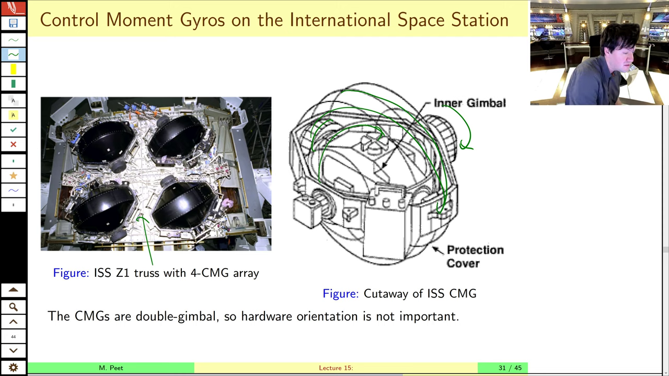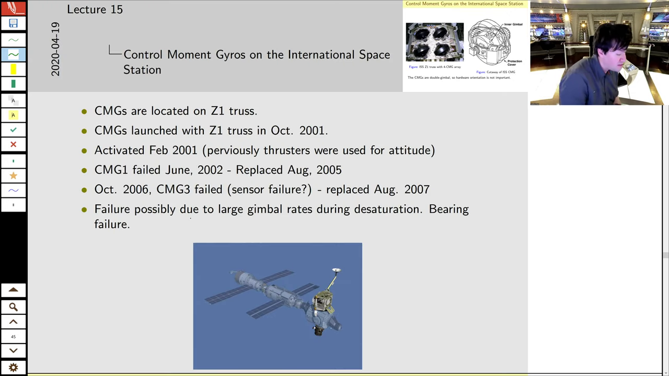So this rotates that way. This rotates within that loop. And then you've got the actual flywheel here, which is somewhat hidden. You can't really see it. So the actual flywheel is sort of oriented like that. So the shape doesn't actually reflect necessarily the orientation of the flywheel. Let's see, that's the Z1 truss on the International Space Station. The International Space Station Z1 truss, as indicated by the 1, was activated relatively early.